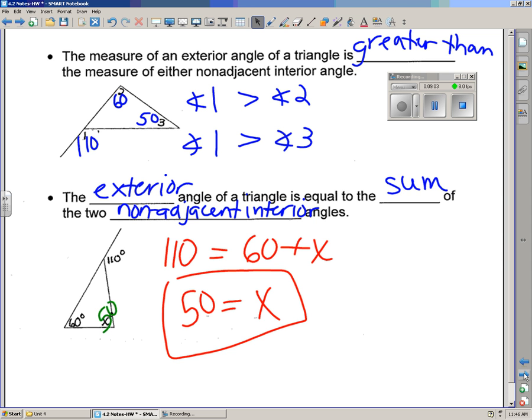We know the exterior equals the sum of the two non-adjacent interiors, but the exterior is greater than either of the two non-adjacent interiors. I'm just going to do one more thing, kind of using this picture down here, that angle 1 is equal to angle 2 plus angle 3.